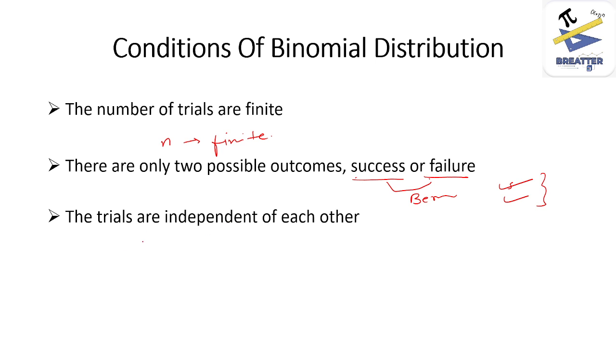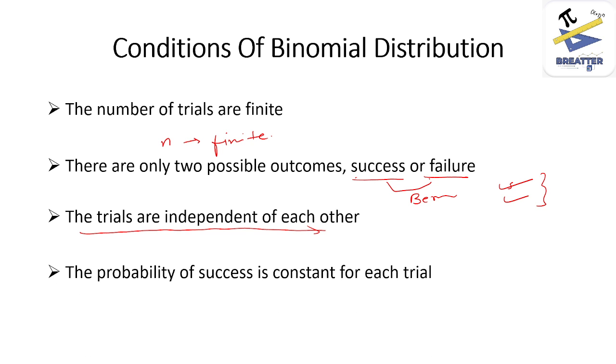The third condition: the trials have to be independent of each other. That means if I do the experiment for the first time, that experiment should not relate to the further experiments. If we simplify that, when we are tossing a coin, the chance of getting head or tail is independent in each trial. So trials are independent of each other. The fourth one is that the probability of success has to be constant and the same for all the trials.